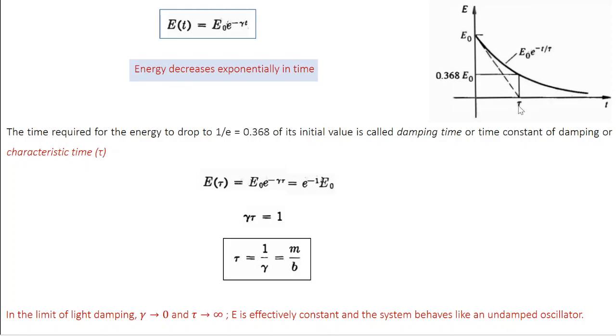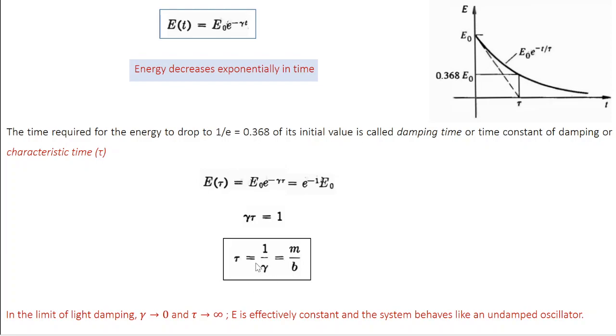Now let's find an expression for tau. We know that in this expression you substitute t as tau, so E of tau equal to E naught e to the power minus gamma tau, and we know that this is equal to 1 over e times E naught. So E naught cancels, you have exponential terms on either side, so you can compare the exponents. So gamma tau equal to 1, from there I can write tau equal to 1 over gamma, and gamma is b by m, so tau equal to m by b.